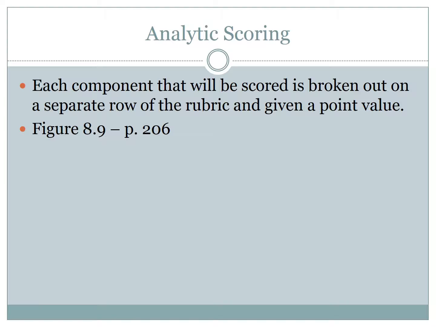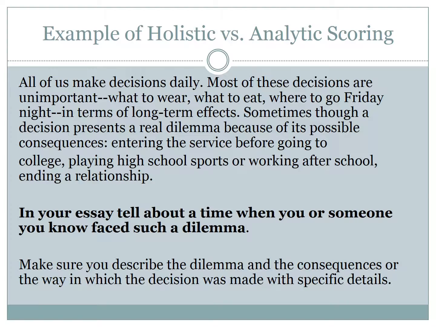Analytic scoring is a little bit different in that after you've decided the components of grading, you put each component on a separate row of the rubric and give that component a point value. There's a nice example of this on page 206 of your text in figure 8.9. Let's take a look at an example of holistic versus analytic scoring.